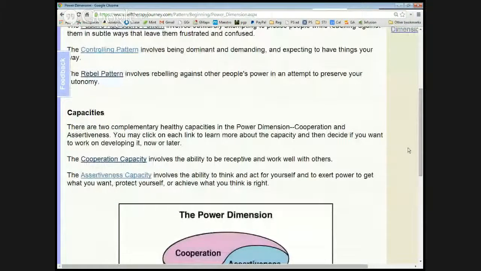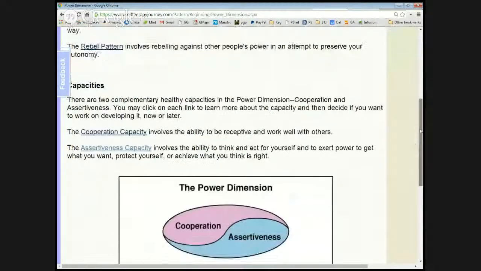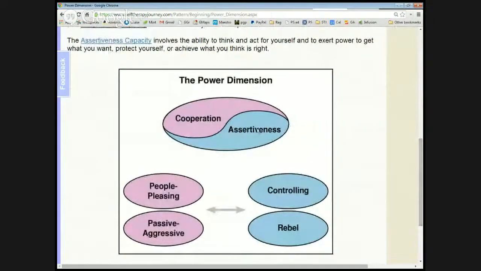There's also links to the 2 capacities, and there's also a little graphic that shows the pattern, the power dimension, a little more clearly. These are the 2 types of patterns on the soft side of the power dimension. These are the 2 types on the hard side, and these are the 2 corresponding healthy capacities: the cooperation on the relational side and the assertiveness on the self-support side. So, hope that answered those questions.